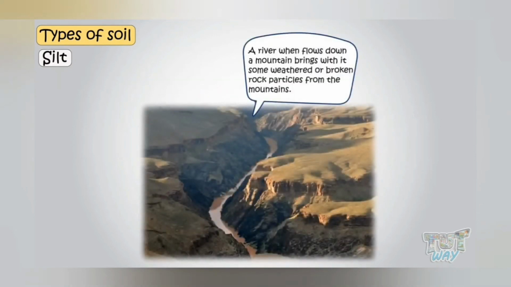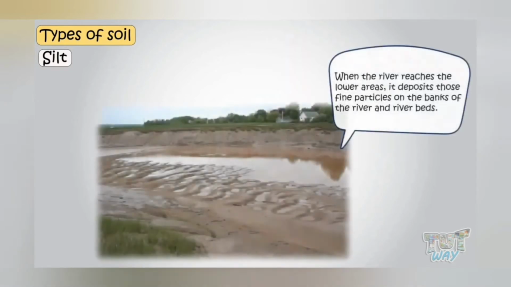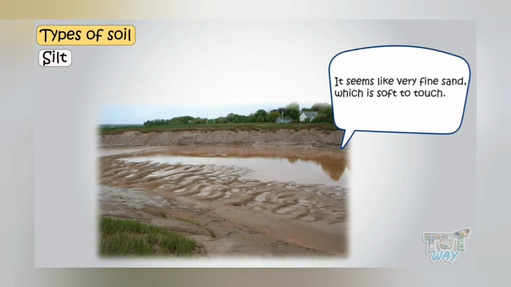A river, when it flows down a mountain, brings with it some weathered or broken rock particles from the mountains. When the river reaches lower areas, it deposits those fine particles on the banks of the river and riverbeds. It seems like very fine sand, which is soft to touch. And this deposited sand is called silt.